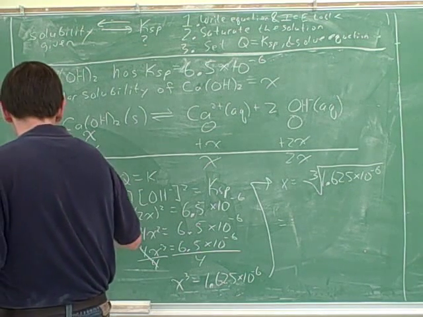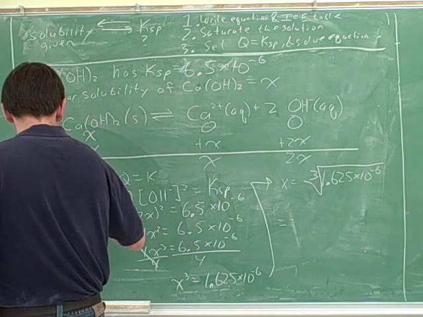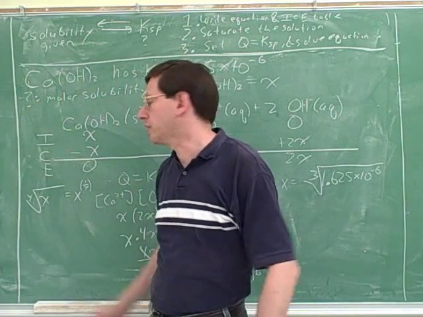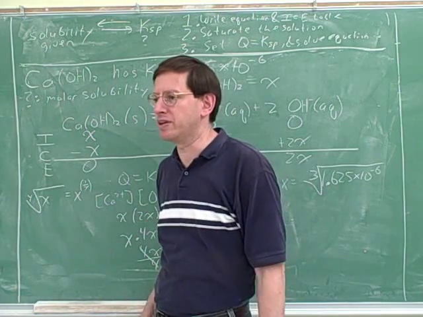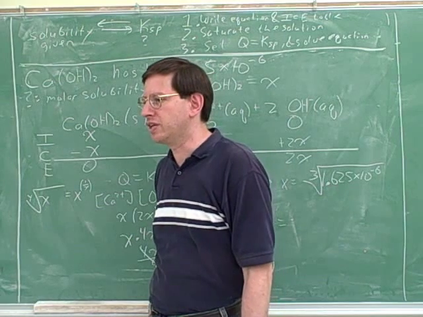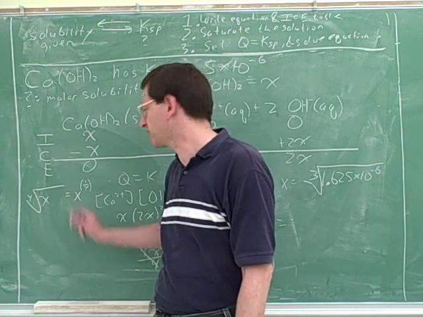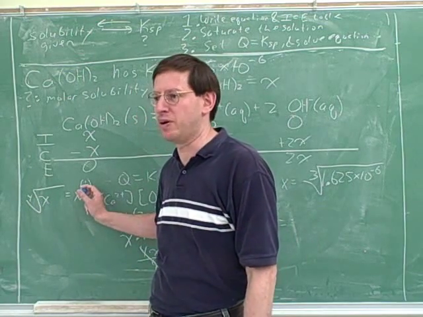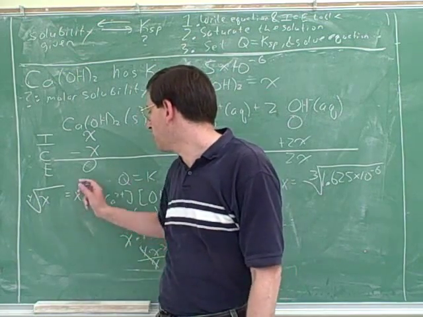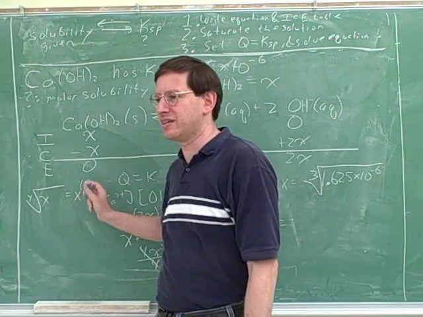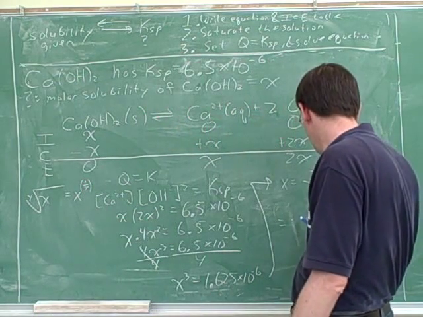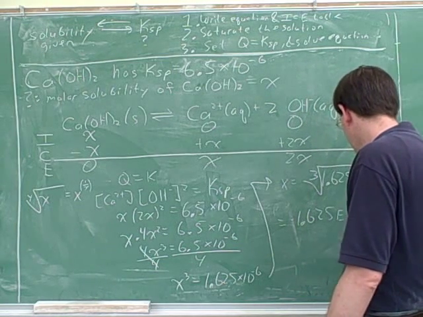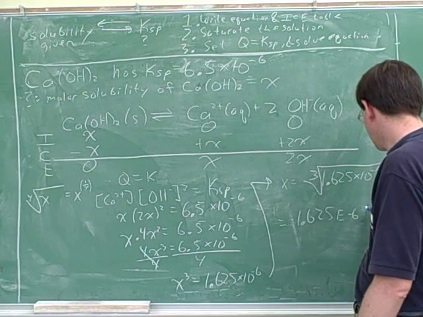The y root of x is x to the 1 over y power. You can always change a root into an exponent, and your calculator will have an exponent key. So even if it's not as good as this calculator, you can still take this exponent. But because this is a 1 over, you have to put the exponent in parentheses. So it's going to be x equals 1.625 e to the minus 6, to the 1 over 3.